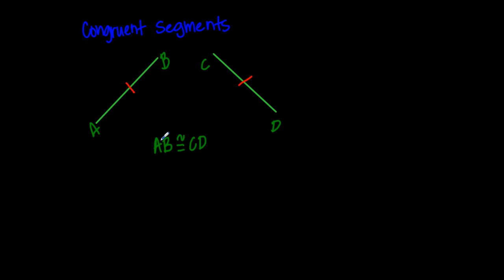So, and we're not talking about measuring those. We're talking about the length. We are talking about the measure as well, but we are saying segment, not the measure of the segment. So segment AB is congruent to segment CD. All right, so equal sign with a little squiggly on the top means is congruent to, or is equal in measure.